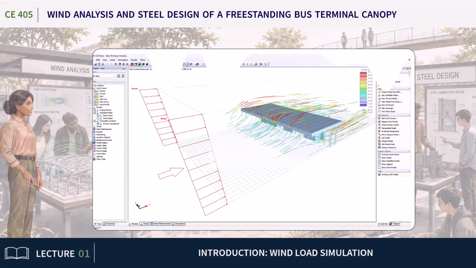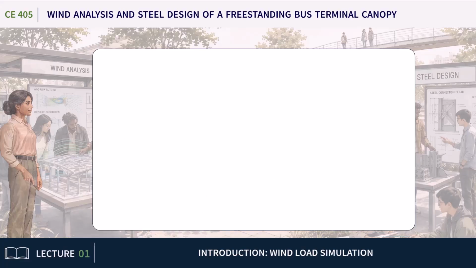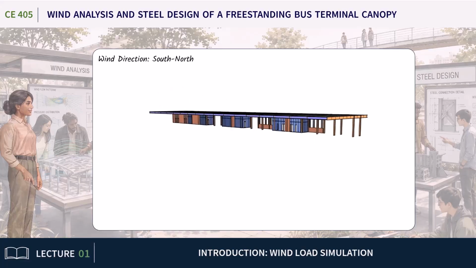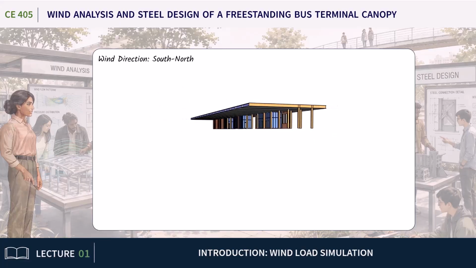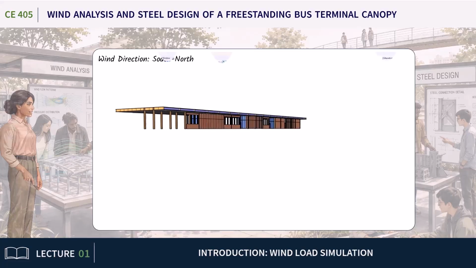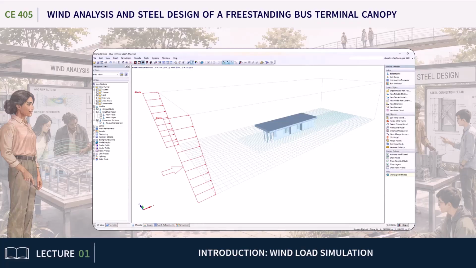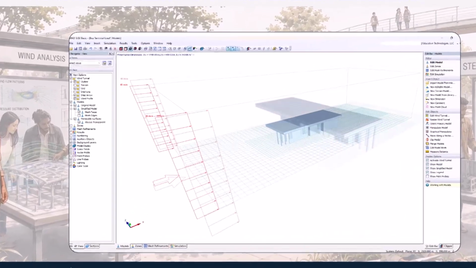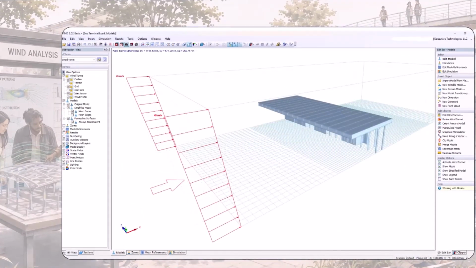Let's start with the south to north wind direction. We begin by creating a 3D model of the bus terminal and importing it into R-Wind. Next, we orient the model so that wind direction in the simulated tunnel flows from south to north. The wind speed is set to 45 meters per second, and each simulation takes about 4 minutes to run.